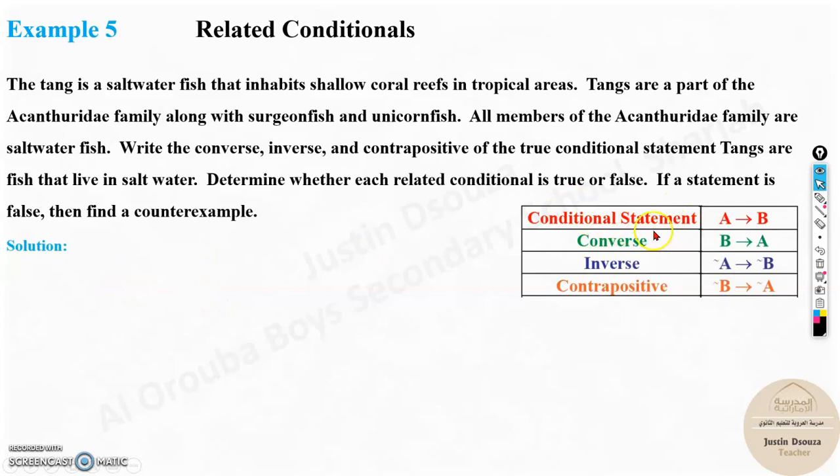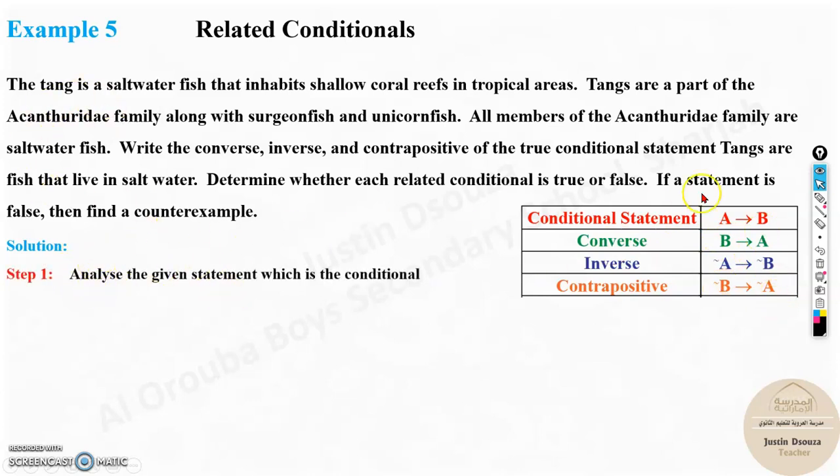We have to remember this conditional statement is A to B, or P to Q, the same thing. Converse would be swapping this. Inverse is negation of A and negation of B. Lastly, contrapositive is negation of the converse, that is negation of B, negation of A.